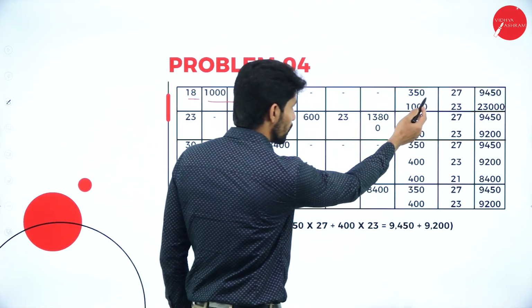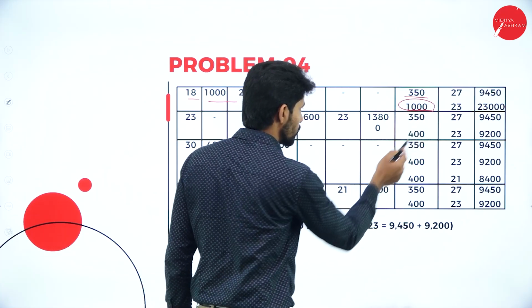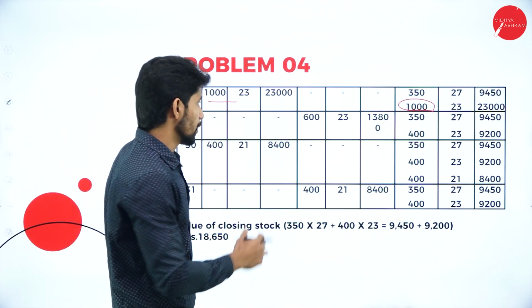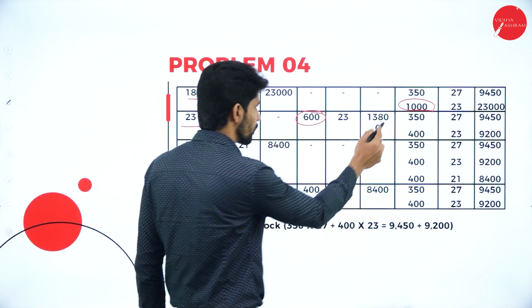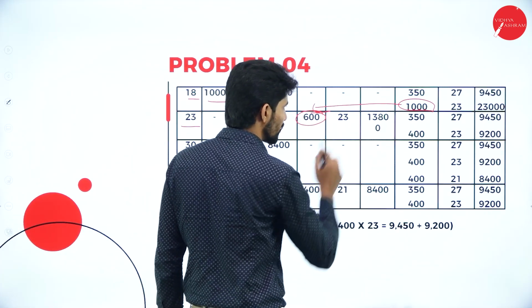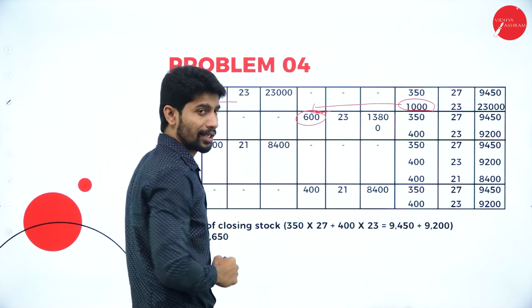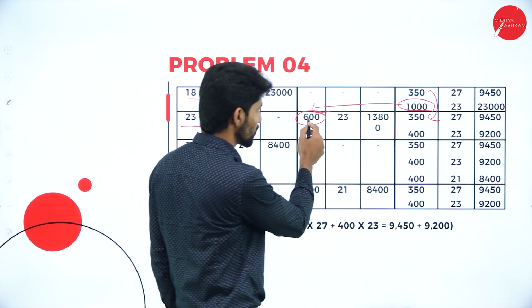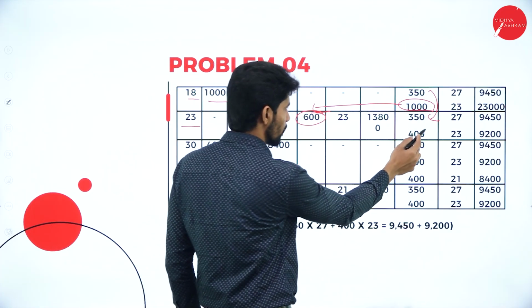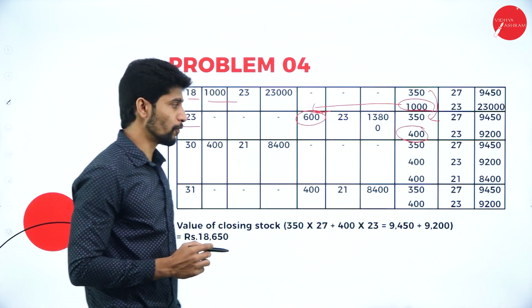Okay. Next, 18th. Again we received 1000 units at rupees 23 per unit, totally 23,000. So 350 balance plus the newly purchased 1000. On 23rd, issue of 600 units. So issue 600 units from the recently purchased 1000 units. So you issue 600, the balance 350 you write here, and from this 1000, 600 is issued. What is the balance? 400. Write down the balance of 400.